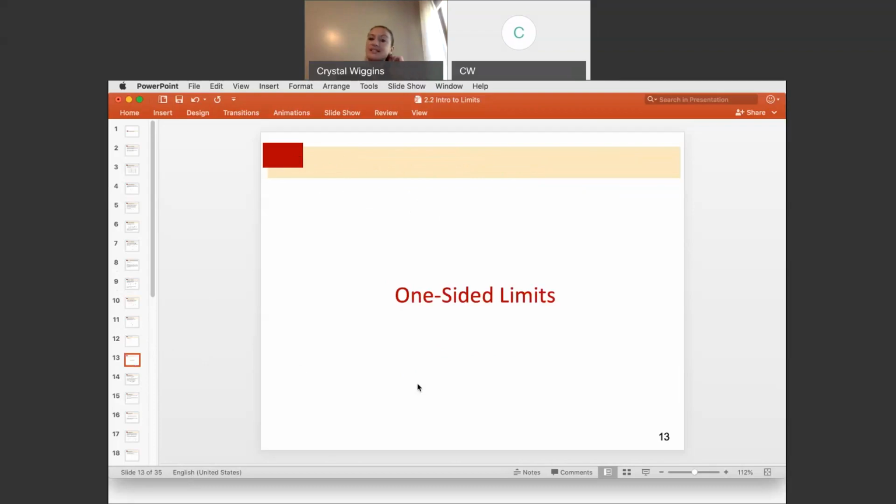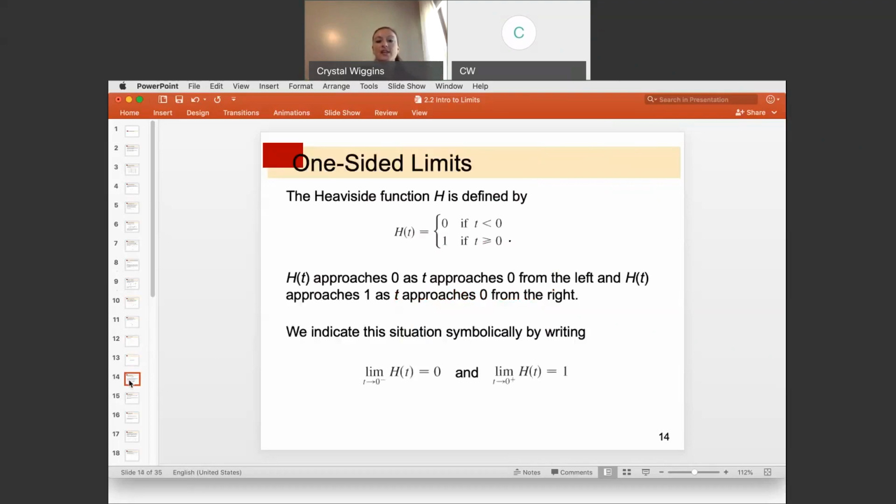Now, we do have one-sided limits. So, like I was saying, when the left limit does not match the right limit, they're in different spaces, the limit doesn't exist overall. But if you were specifically only looking for a one-sided limit, approaching from the left or approaching from the right, then that limit exists as long as it's approaching a real number. So if we take a look at the Heaviside function, which is defined as: the function is equal to 0 if your input is less than 0, and the output is equal to 1 if your input is greater than or equal to 0.